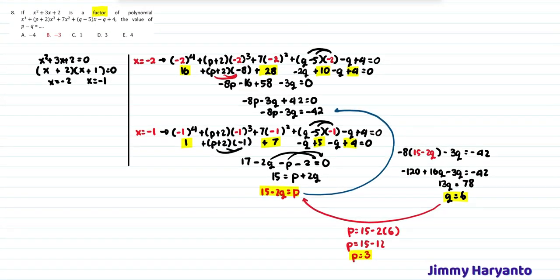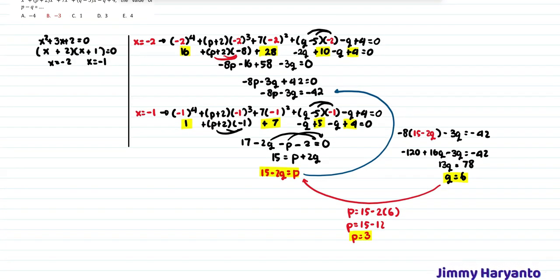The question wants you to find the value of p minus q. That means 3 minus 6 equals negative 3.